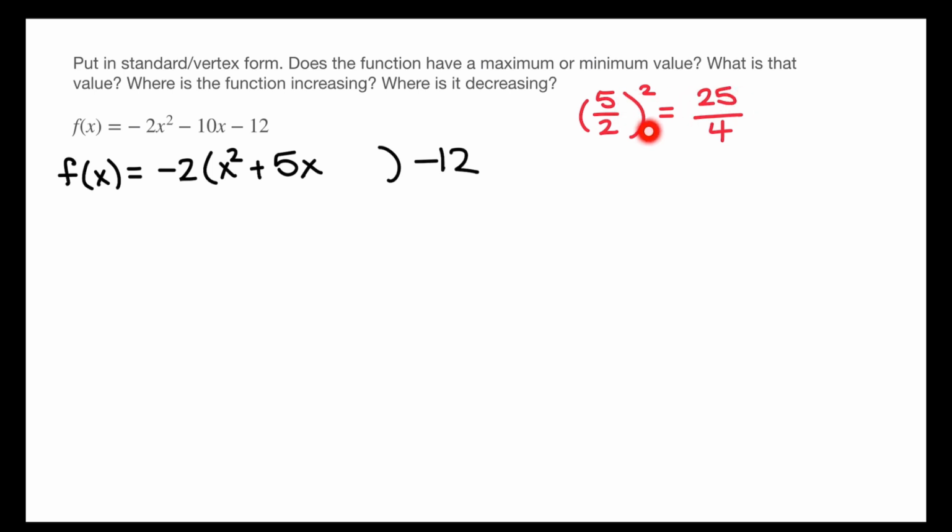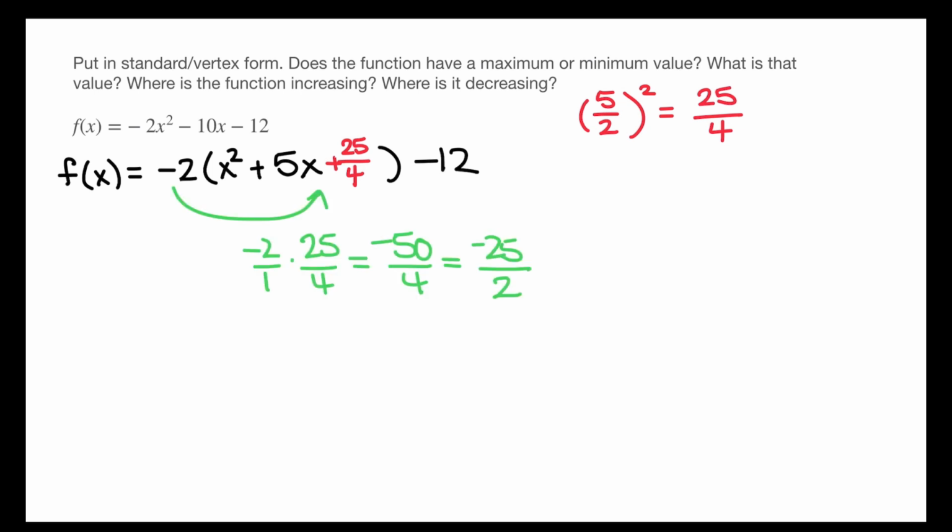5 squared is 25, 2 squared is 4. So to complete the square, I have to add 25/4. And I put that inside my parentheses because that goes with my x squared and my 5x. Now I just added a number, so I'm going to have to do the opposite. Subtract whatever I added to keep this function balanced or unchanged.